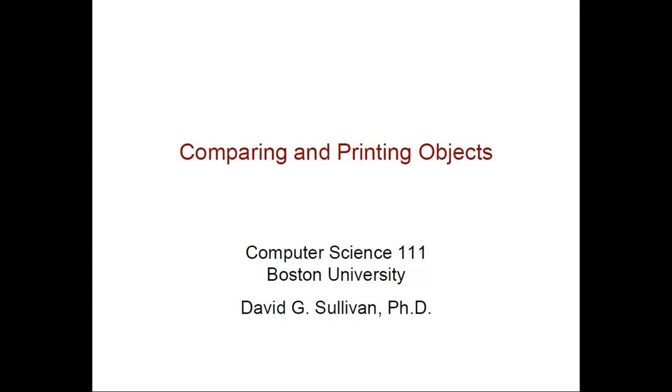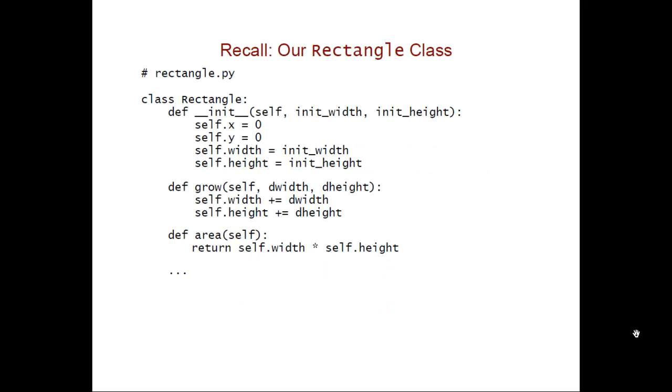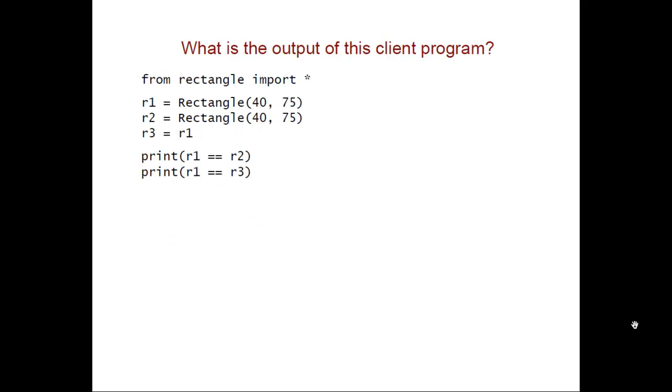In this video, we're going to look at special methods that we can put inside our classes to allow us to compare and to get a printable representation of an object. In the previous two videos, we looked at this rectangle class that we can use to create objects that represent a rectangle. Let's trace through this client program to see what happens.